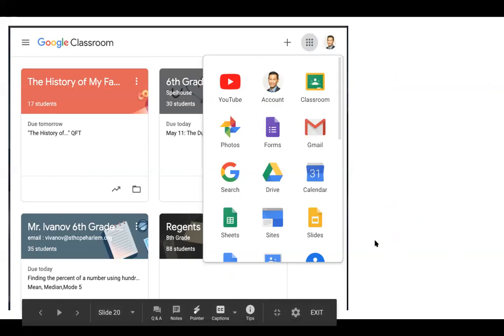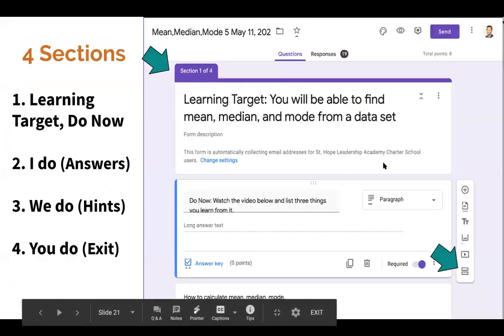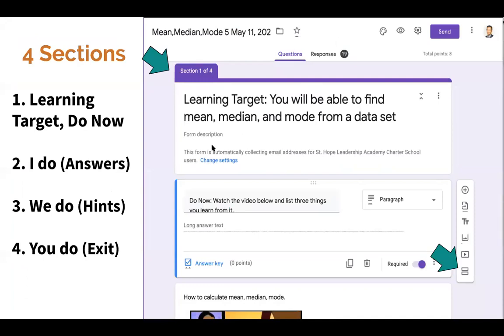All right, so let's dive in. You know the Google Classroom is there. What I suggest is to split your Google Classroom, well, not the classroom, but the actual lesson into 4 sections. The first being the learning target and the do now section here.